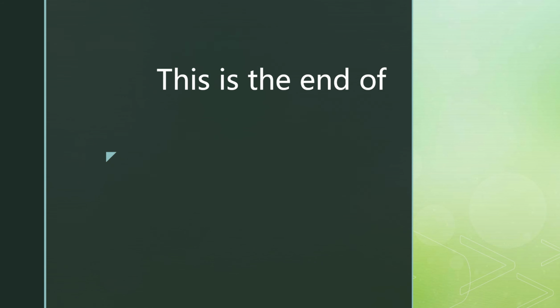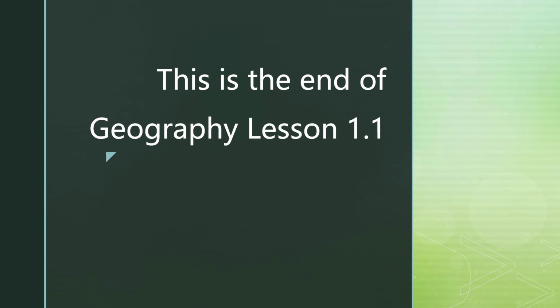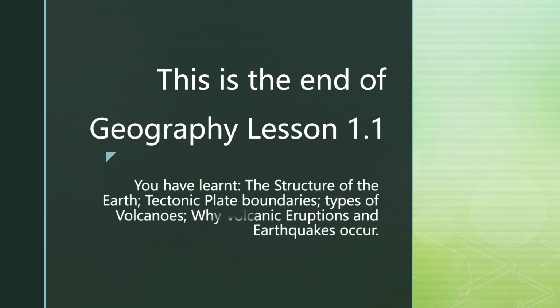And this is the end of Geography Lesson 1.1. You have learned the structure of the Earth, tectonic plate boundaries, types of volcanoes, and why volcanic eruptions and earthquakes occur.